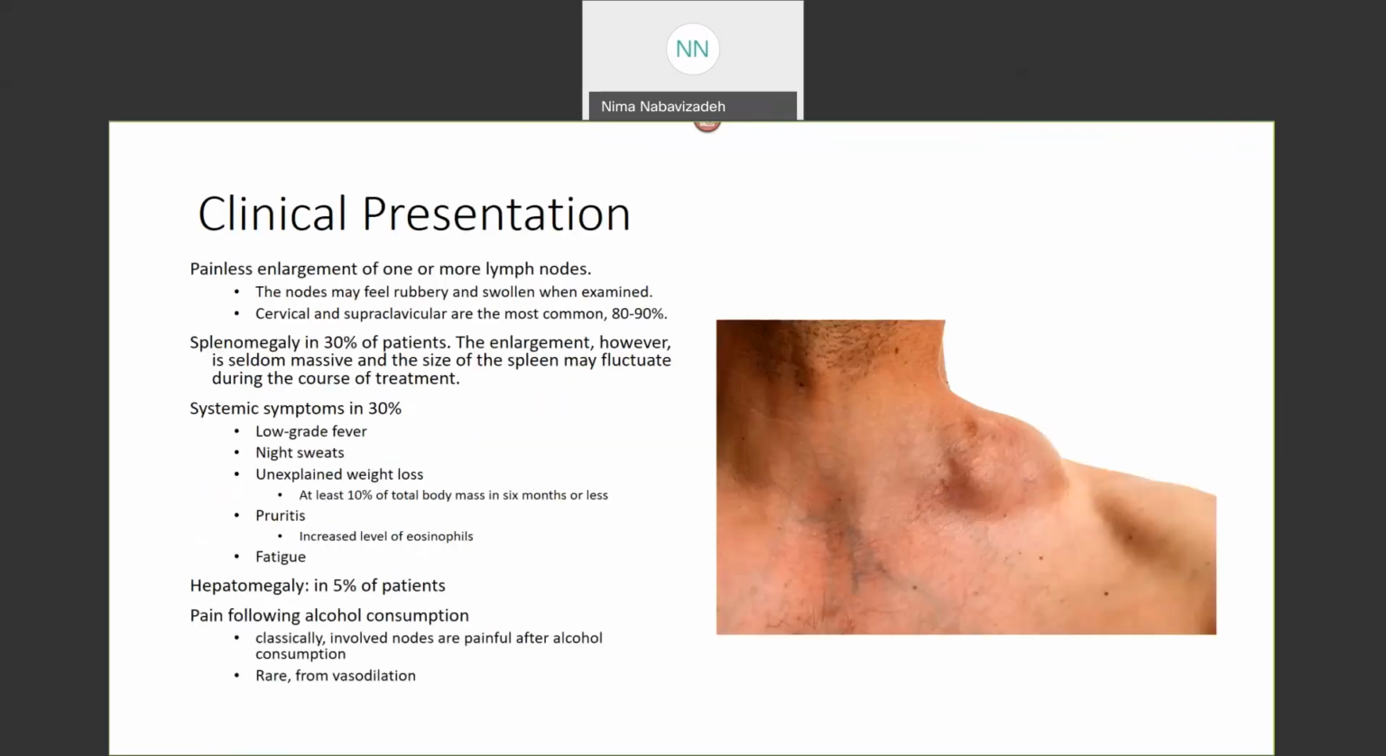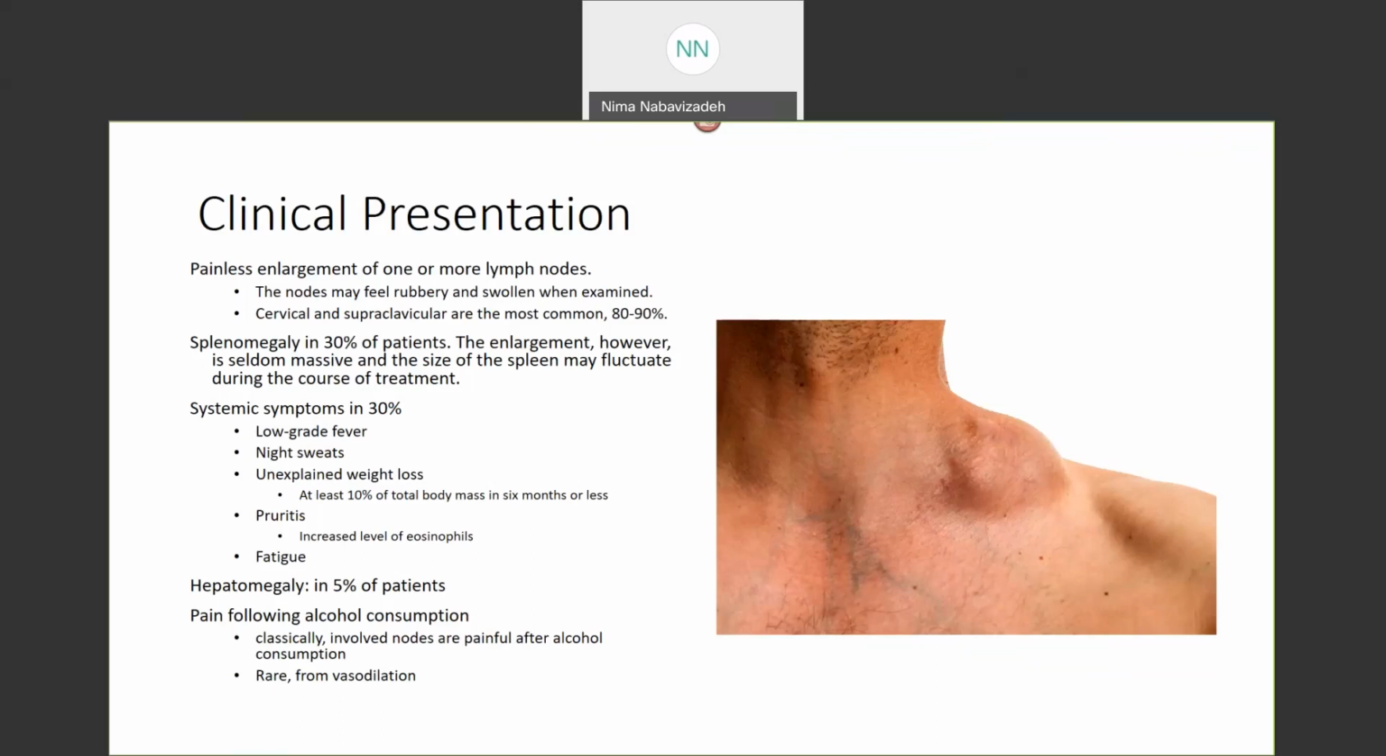So typical presentation for lymphoma is a painless enlargement of one or more lymph nodes. These nodes may feel rubbery and swollen when examined, and typically the cervical and supraclavicular lymph nodes are the most common in about 80-90% of patients who present. Splenomegaly presents in about 30% of the patients, but this enlargement is seldom massive like it is for patients with cirrhosis or portal hypertension. And the size of the spleen may fluctuate throughout the course of treatment for these patients.